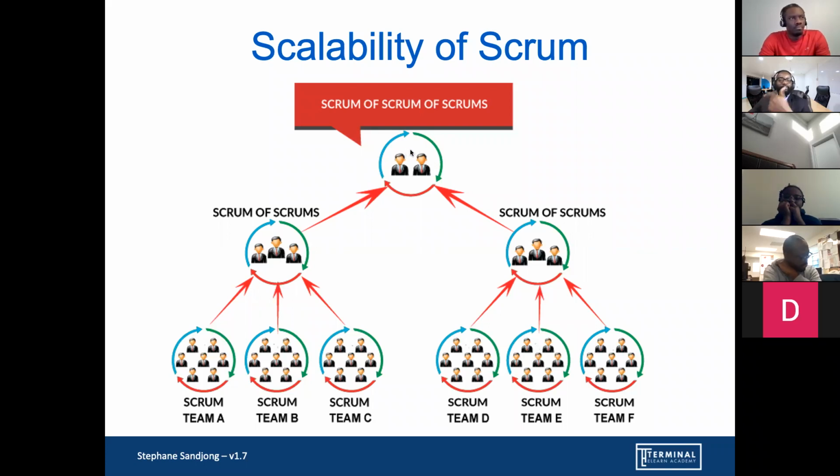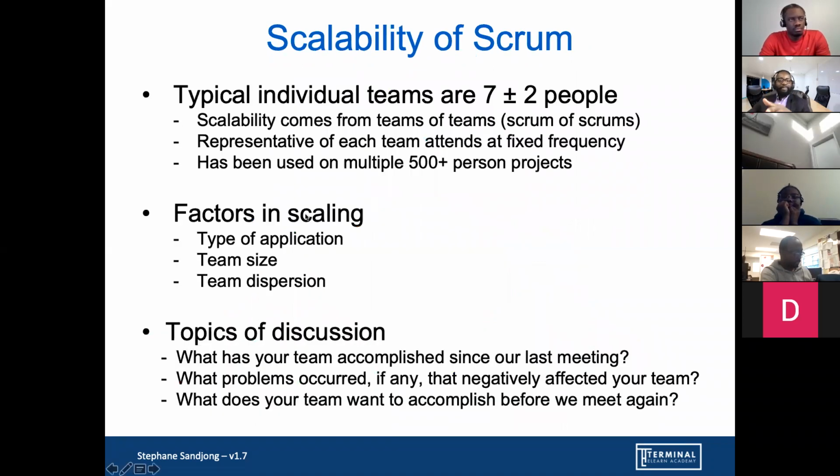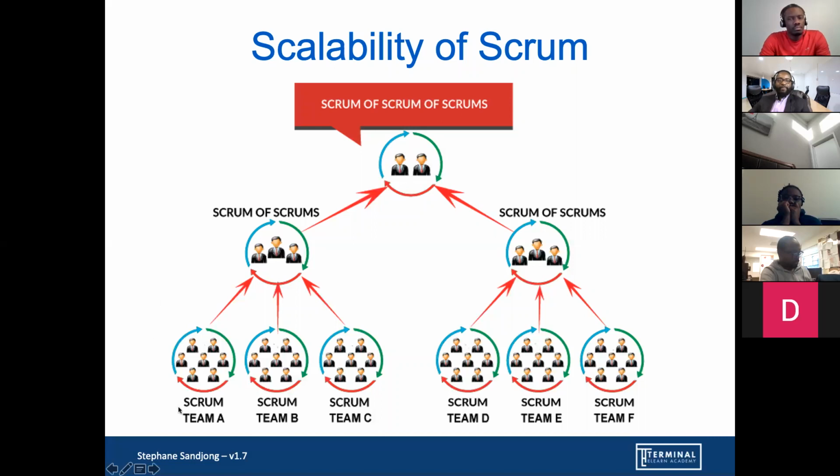Maybe if they hold this Scrum of Scrum once a week, they might hold the next Scrum of Scrum once every 2 weeks, for example, right? For interest of time. And you can have as many levels as you can, depending on, as I said here, the type of application, the team size, and the team dispersion. So what's the location of the teams? It's possible, but the level where I limited myself to the example I gave you, not to confuse you, was the Scrum of Scrum.